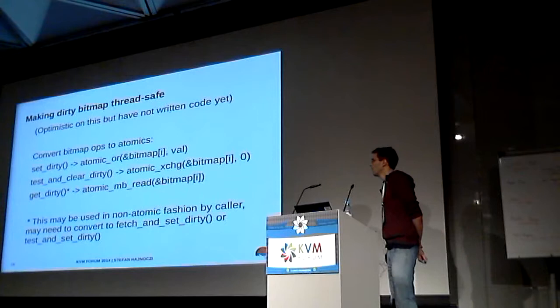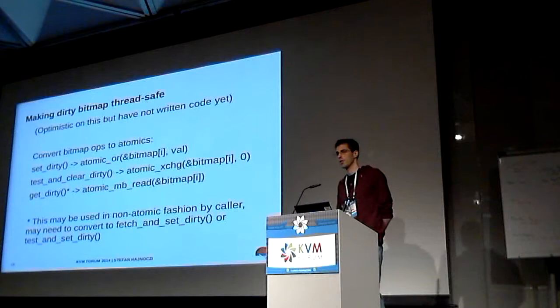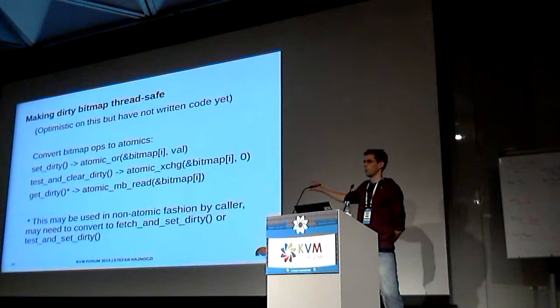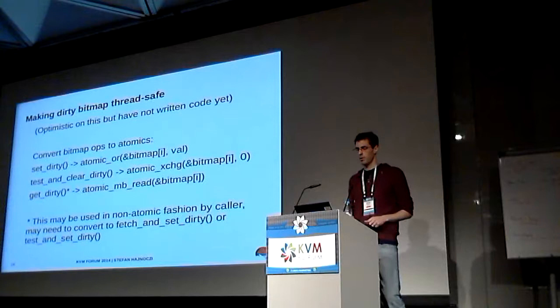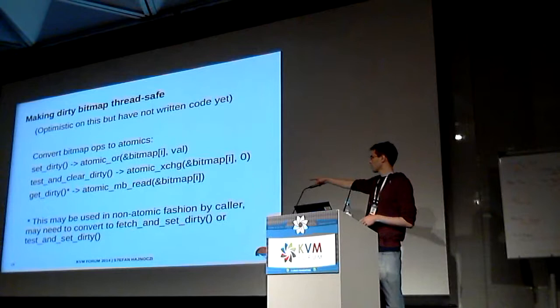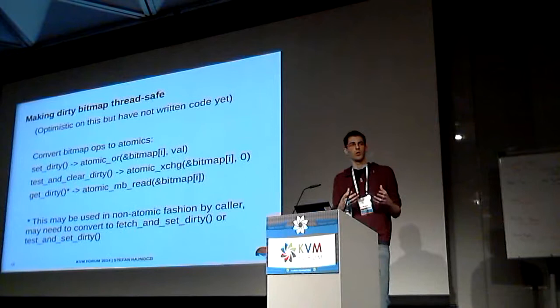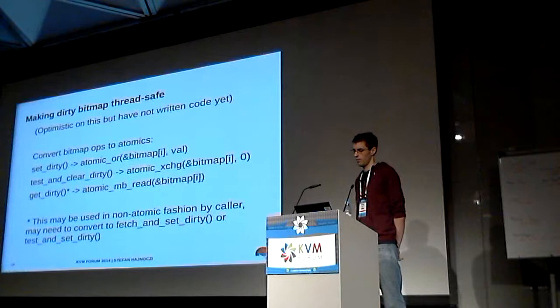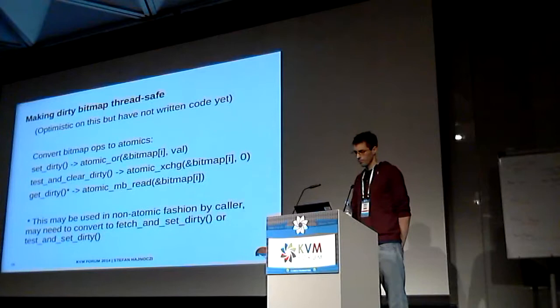I haven't written this code yet. It's probably what I'm going to work on after KVM Forum. But the problem is that it's very likely that some of those callers are doing something that's not atomic, because they're basically looking into the bitmap, thinking, doing something, and then they set something in the bitmap later based on what they saw when they did get dirty. So that's not atomic. There are two points in time where they're accessing it. We need to convert that code to either using test and clear, or test and set, or fetch and set dirty. But basically, the good news is that QEMU already has all the concepts, and we have the atomics. We can just use the atomic wrappers that Paolo added in order to make the bitmap dirty. That shouldn't be too difficult.